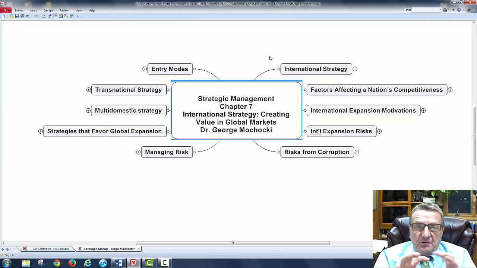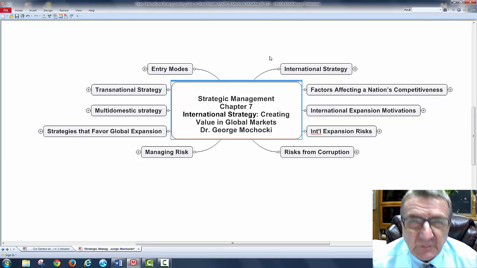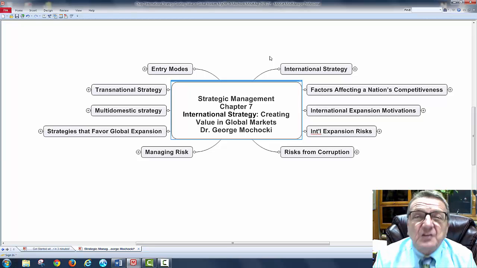And so you're looking at the distribution. How do I add value in the global markets? I'm looking at the different nations, their competitiveness. I'm looking at which international expansion, what motivates me, what makes sense for me strategically, what are the risks, whether I'm domestic or, and here we're talking about the international global, what kind of corruption in the host country I'm going into, how do I manage this risk, what we call risk management, a strategy that favors global expansion. There's certain strategy, and that depends on your industry, depends on your product, depends on the country, so many different variables.